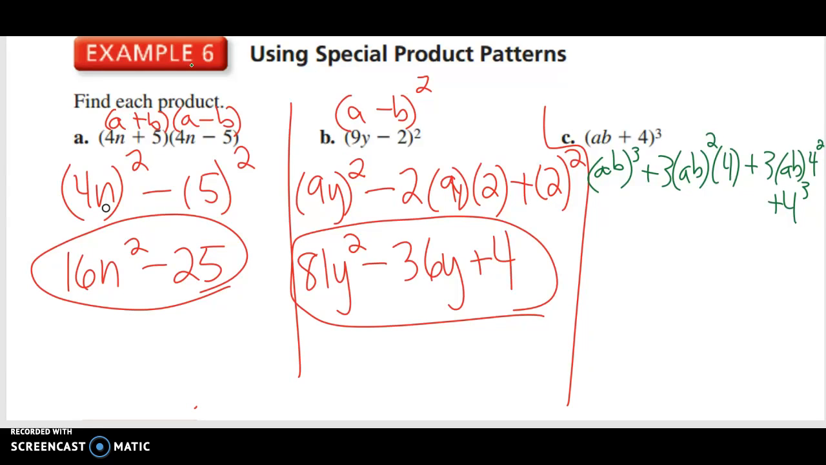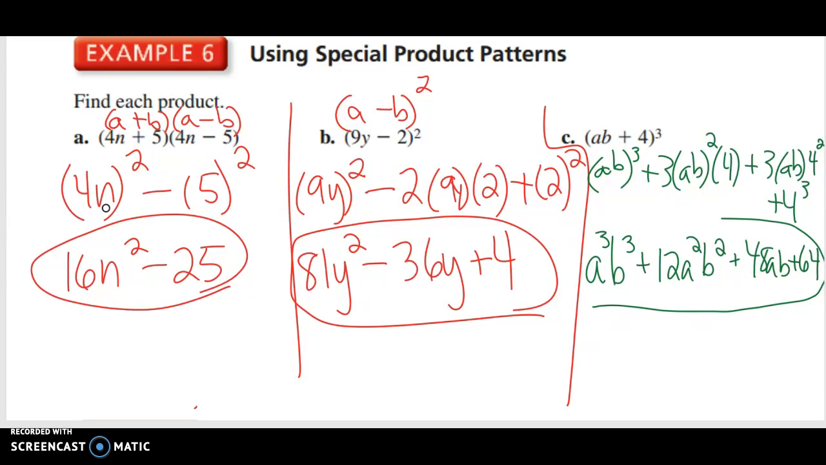So if I rewrite this, I'm going to make it look nicer. And this is what you should get here: a to the third b to the third, plus 12a squared b squared, plus 48ab, plus 64. And this is just a shortcut. You could have distributed this and multiplied ab plus 4. You could have done it the long way 3 times. But instead, we're using this shortcut now so that we don't have to do as much work.